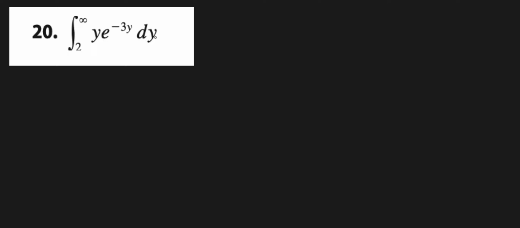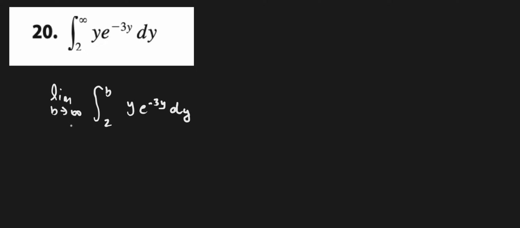Okay, so here we have an improper integral, and we're integrating this from 2 to infinity. We have to indicate whether this is a convergent or divergent integral, and if it's convergent, we have to find the area. So let me write this as a limit. This is going to be the limit as b approaches infinity of the integral from 2 to b of y e to the negative 3y dy.